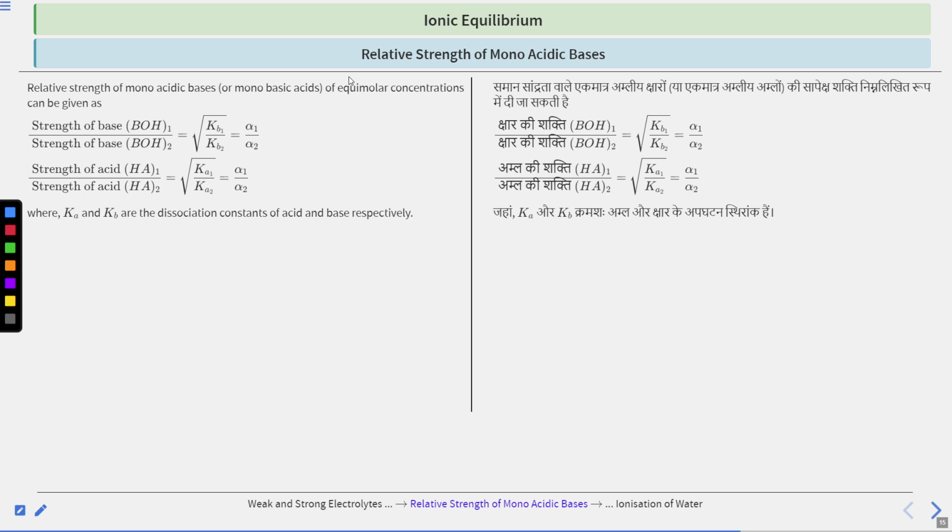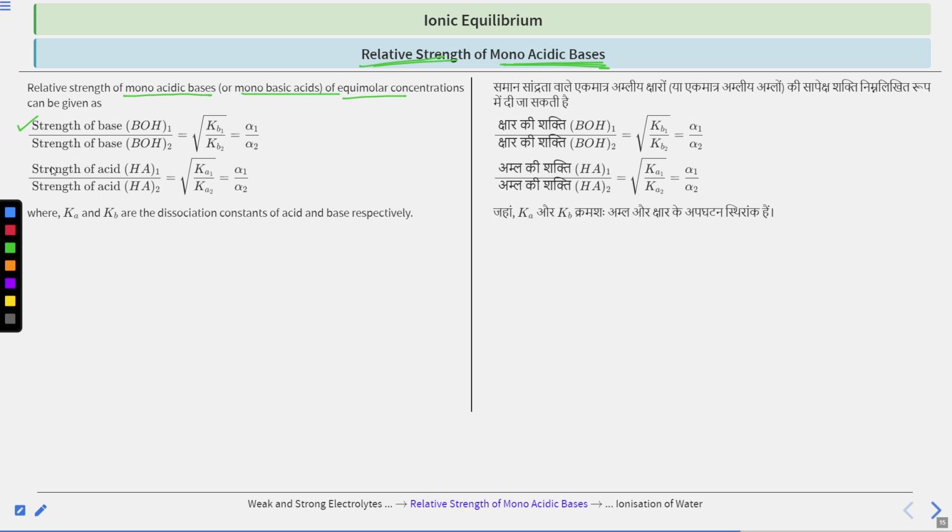Now let's see the relative strength of monoacidic bases. Relative strength of monoacidic bases or monobasic acids, you can say anything, of equimolar concentrations can be given as follows. So concentration will be same. Strength of base BOH1 upon strength of base BOH2 will be equal to under root Kb1 upon Kb2, which is equal to alpha 1 divided by alpha 2.